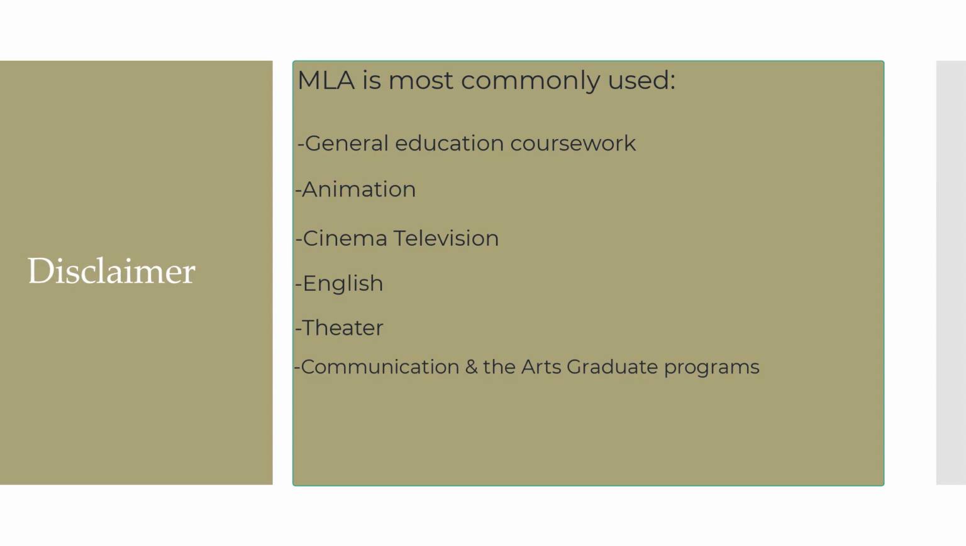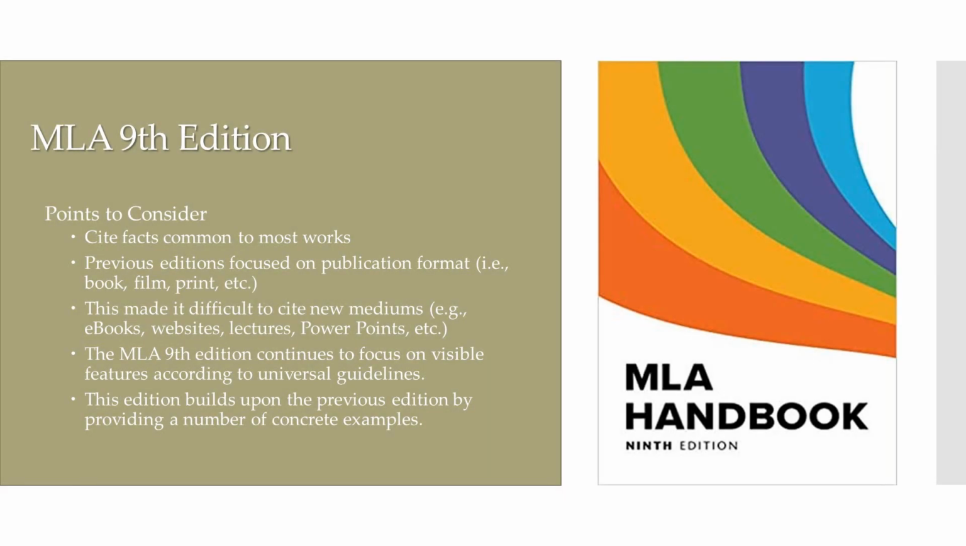When thinking about referencing sources in MLA, consider the following information. Your entries will contain facts that are common to most works, such as author, title, and publication information. While previous editions of MLA focused on publication format, for example, book, film, print, etc., this made it difficult to cite new mediums such as ebooks or websites. So MLA 9th continues to focus on visible features according to the Universal Guidelines. This edition builds upon the previous edition by providing a number of concrete examples.